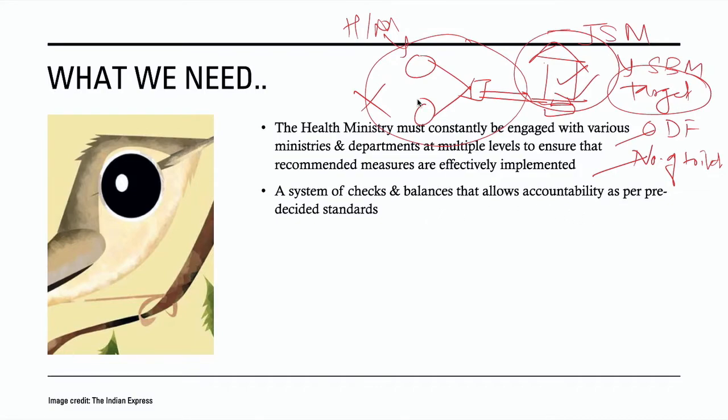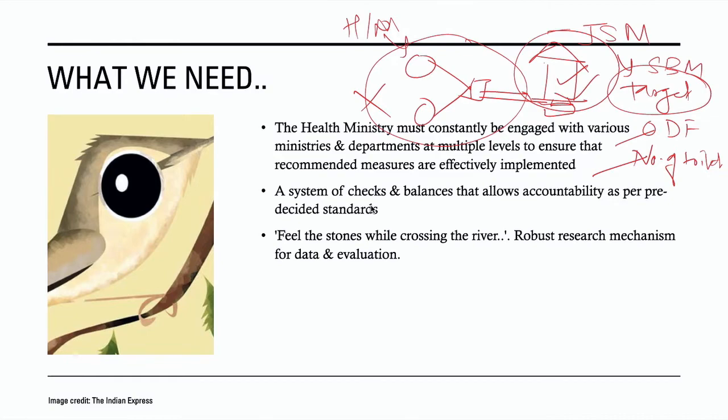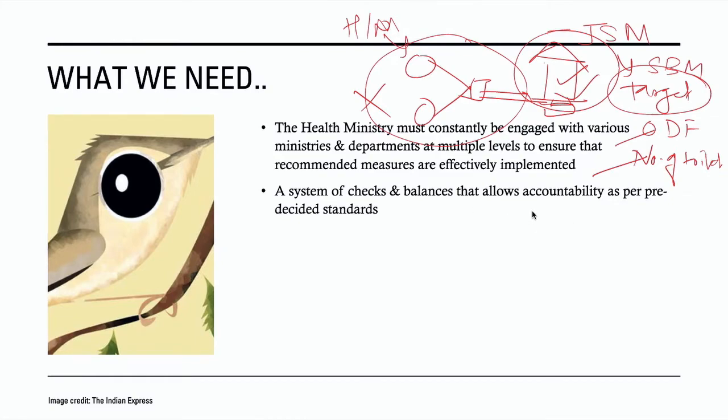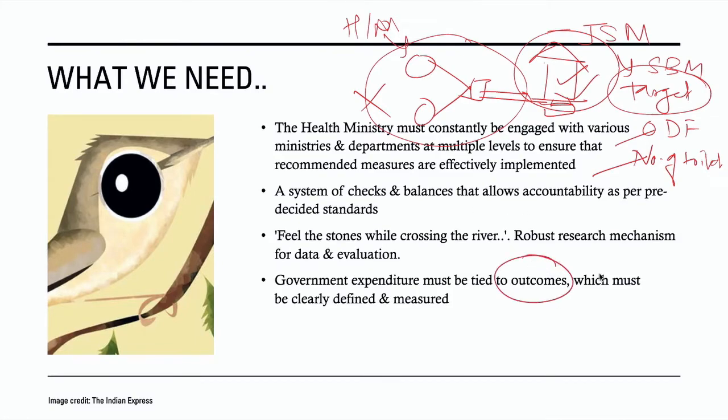So how to measure whether SBM or any such government scheme is successful or not? The outcome. Now what is the outcome here? This outcome is what? Reduction in diarrhea or improvement of health, right? So why I say that the implementation of such a scheme at a national level, pan India level, should be like we should feel the stones while crossing the river. You should not just jump into the river. You walk slowly, feel the stones, feel the depth, and go on forward.